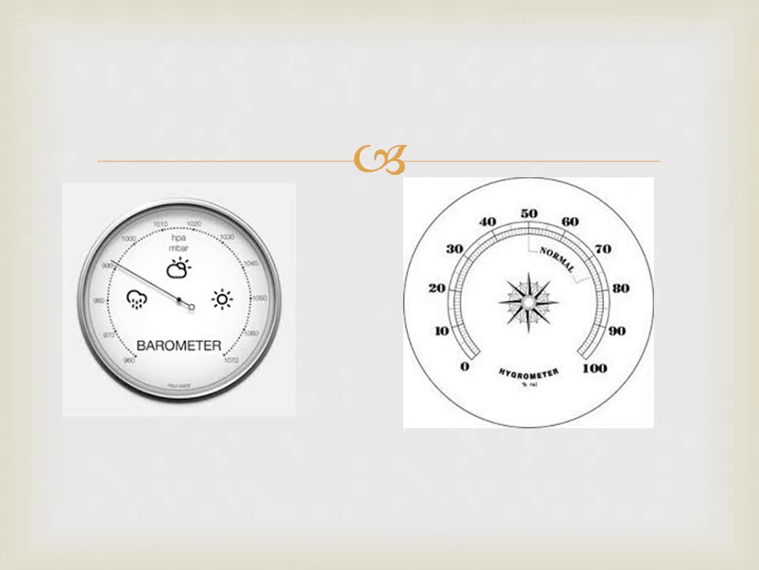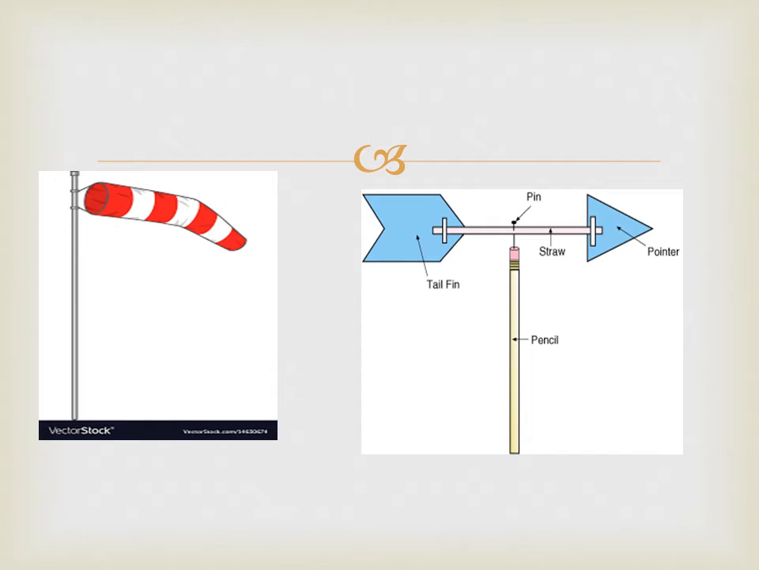Next is the barometer, followed by the hygrometer. We have the wind sock, which is painted red and white. In the exam, a question which can be asked is, why is the wind sock painted red and white? The reason is for easy visibility. The wind sock is painted red and white for easy visibility.